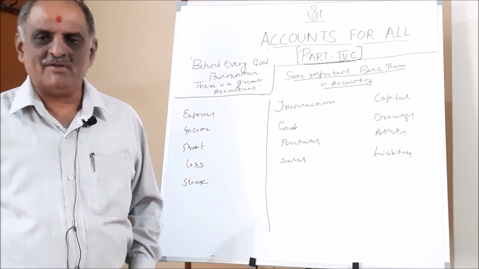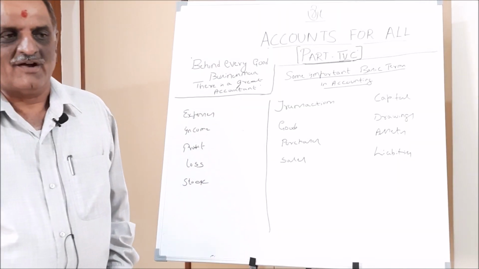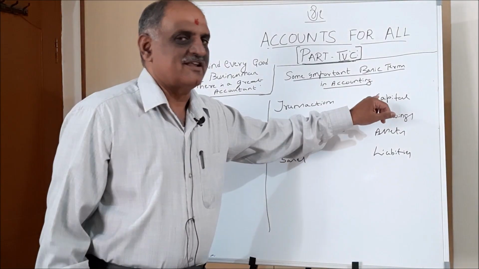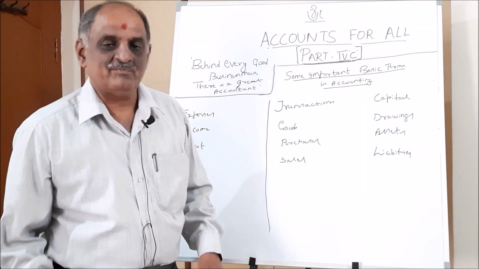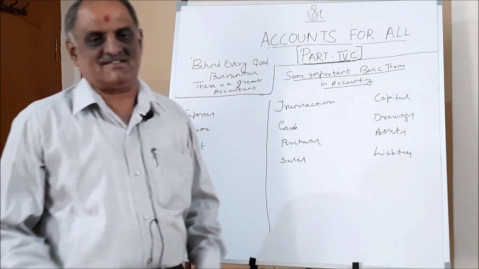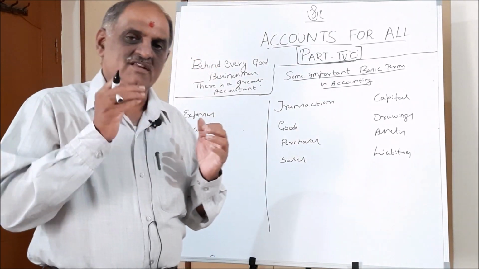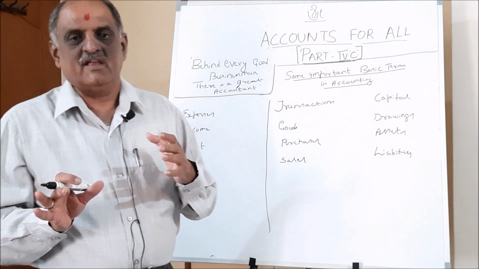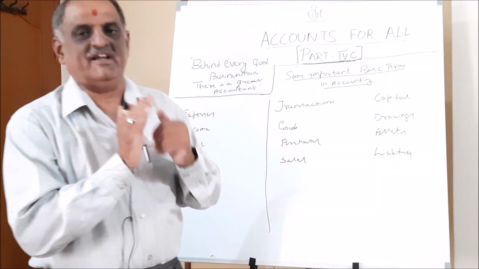When you start business, the transaction happens. To start the business, what do you need? You need capital. What is capital? The amount that I have invested to start the business. So many persons think capital should be only in the form of cash. That is wrong. It may be in the form of cash or it may be in the form of kind.